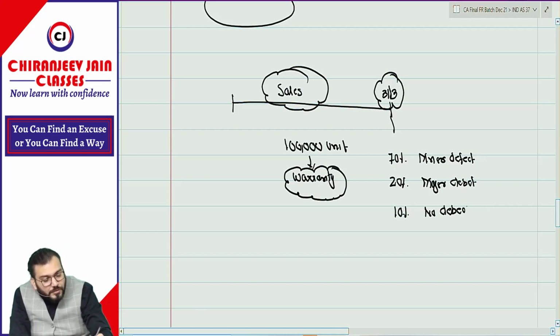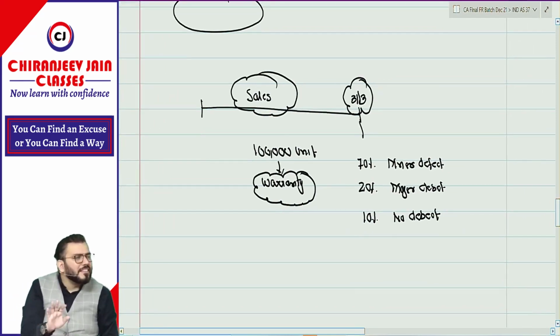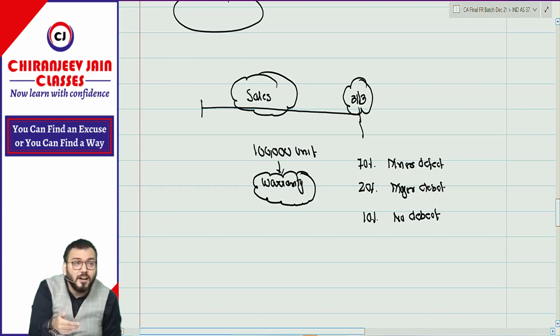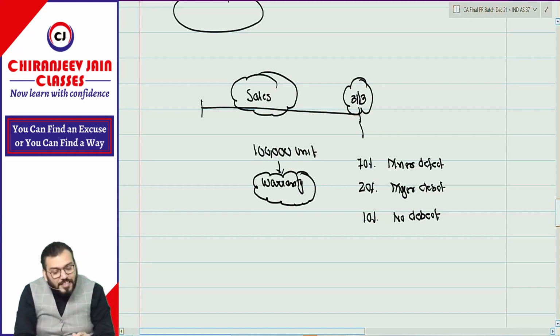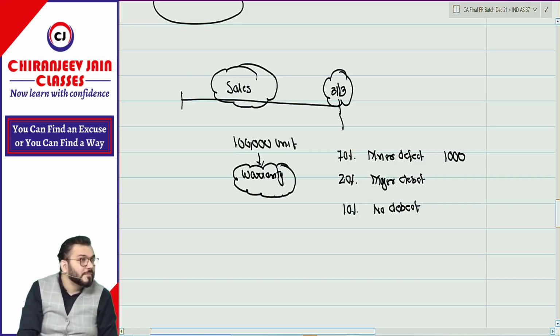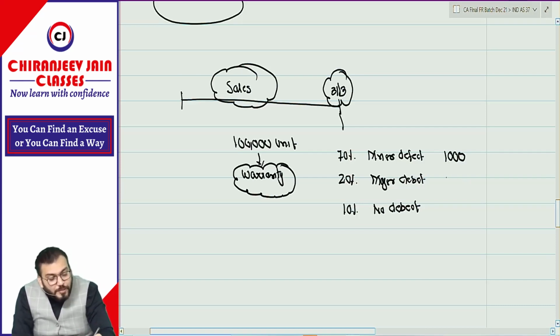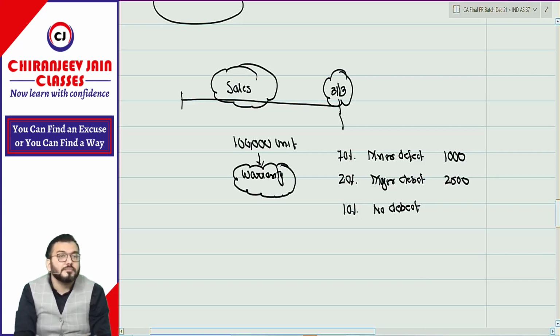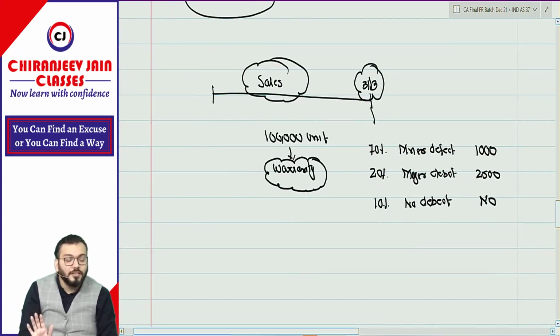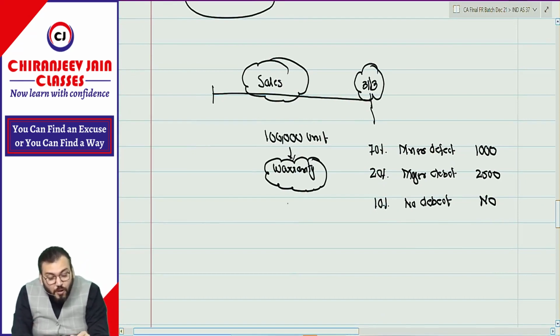And can I say, as an entity we can estimate the amount of minor and major defect. If there is a minor defect, we can always estimate the expenditure for that minor defect. So as per the information given by the management, if there is a minor defect, cost will be 1,000. If there is a major defect, cost will be 2,500, and no defect, no cost. Understood?